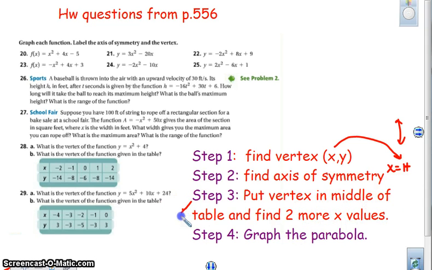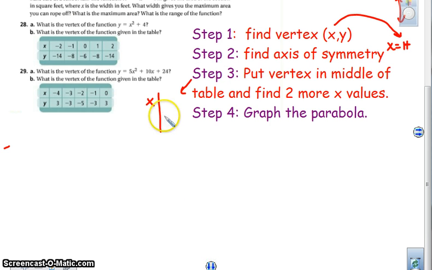What do I mean by that? Well, if we're looking at a table of X and Y values, keep it in mind that you want to go to the middle one, and this is where you put your vertex. And you don't want to write vertex. You want to put the X point and the Y point. And then remember, this will be symmetric.